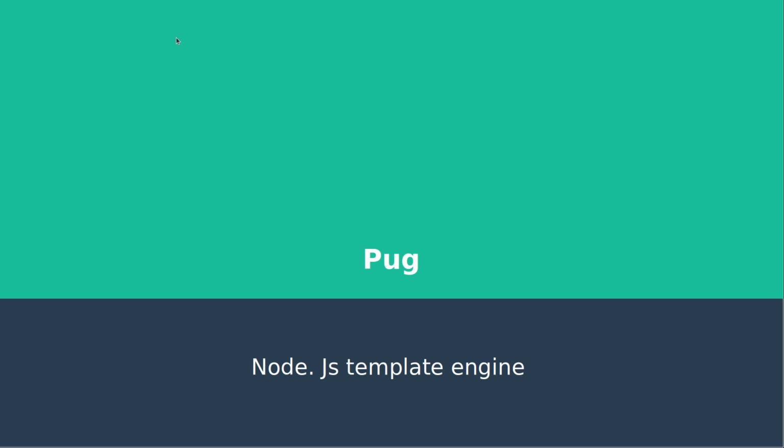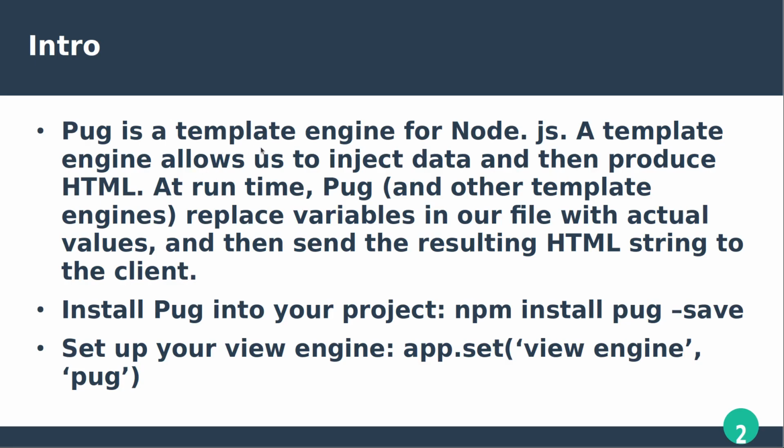PUG is a template engine for Node.js. A template engine allows you to inject data and then produce HTML. At runtime, PUG and other template engines replace variables in our file with actual values and then send the resulting HTML string to the client.